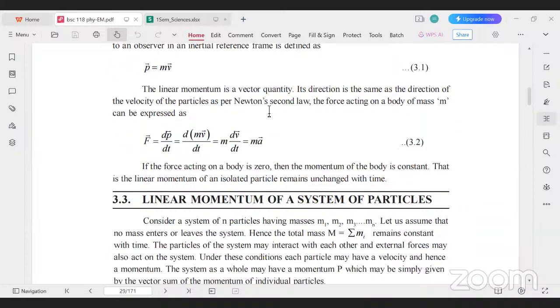So let us talk about a system of particles. Consider a system of n particles having masses m1, m2, m3, and so on up to mn. Let us assume that no mass enters or leaves the system, so hence the total mass M equals the sum of mi and remains constant.